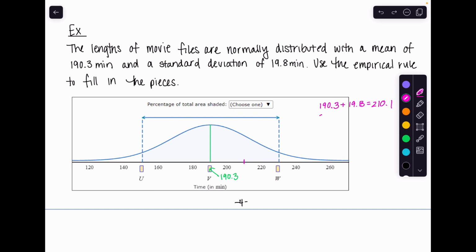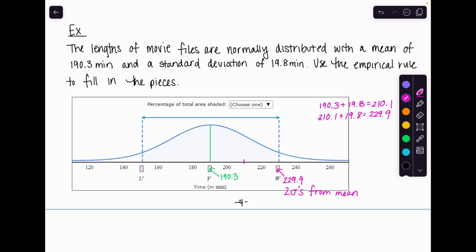So if I add a second to this, that gets me to 229.9. And that is a number that's roughly halfway in between 220 and 240. So the number we should fill in here should be 229.9, okay, which is 2 standard deviations from the mean.